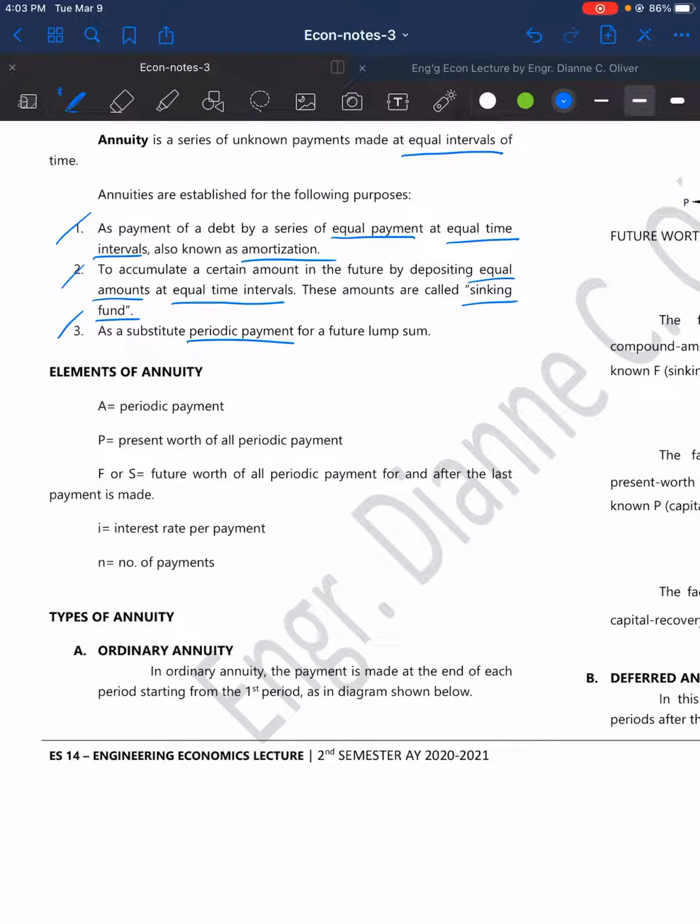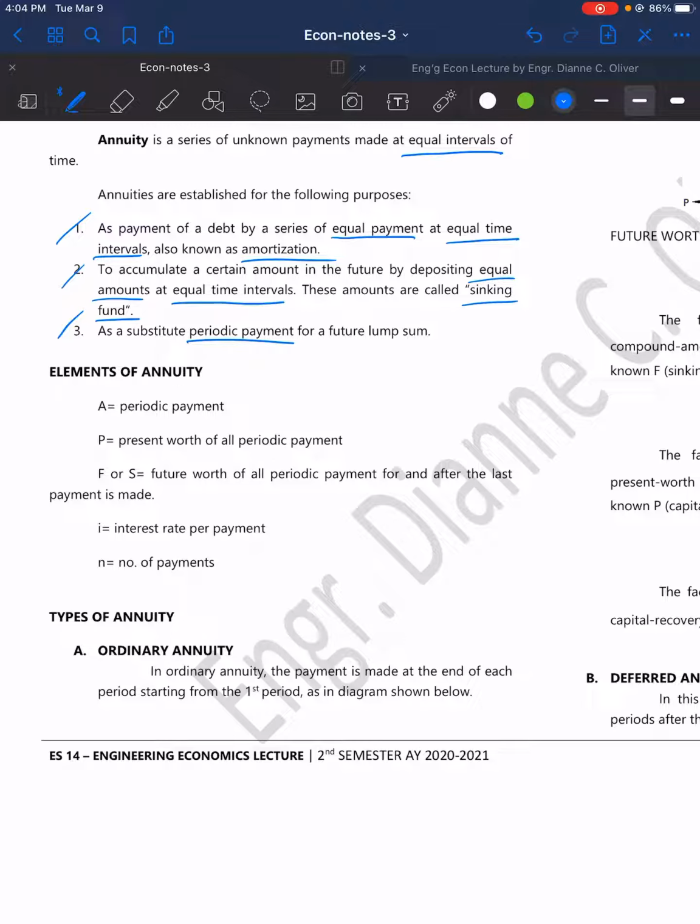We have here the elements of annuity. We have A, the periodic payment, the one being paid in an equal interval of time. P, present worth of all periodic payments. F or S, future worth of all periodic payments for and after the last payment is made. I, interest rate per payment. And N is the number of payments.